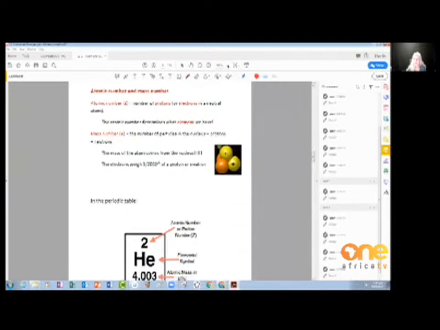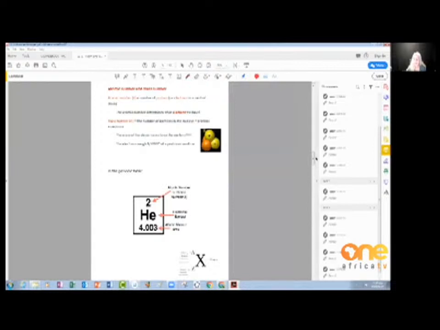So here I have the picture of an element from the periodic table, which is helium. And here we see the top number will be the atomic number. They tell us the atomic number. The number at the bottom, which is about 4, is the atomic mass, the mass number.